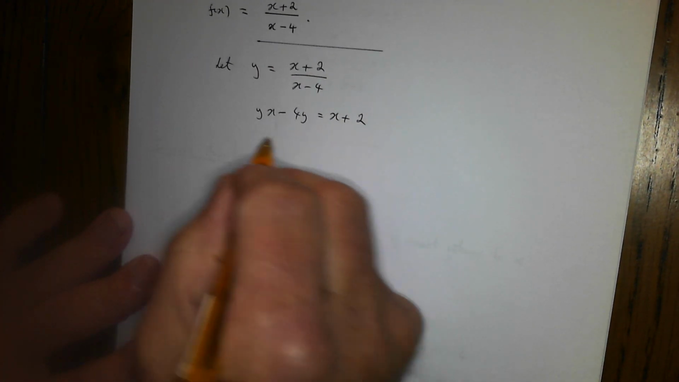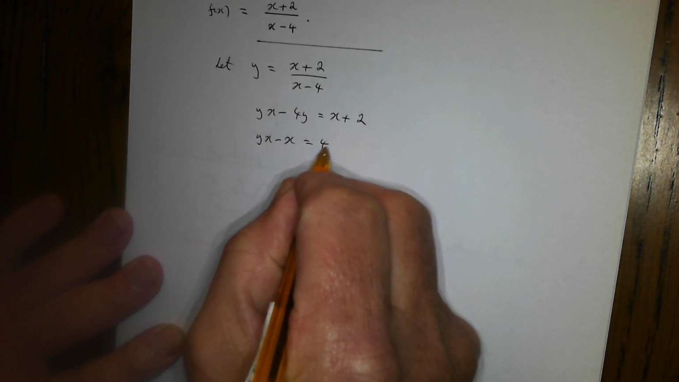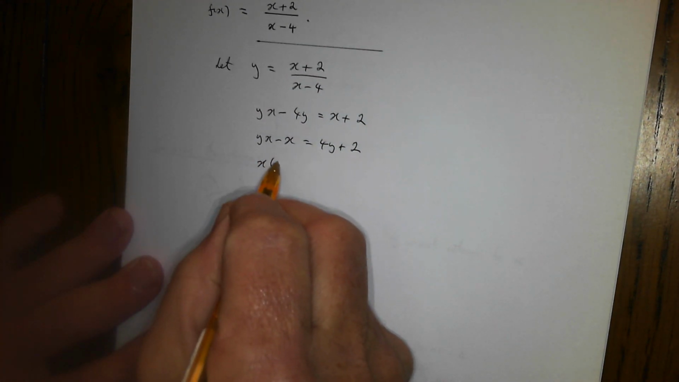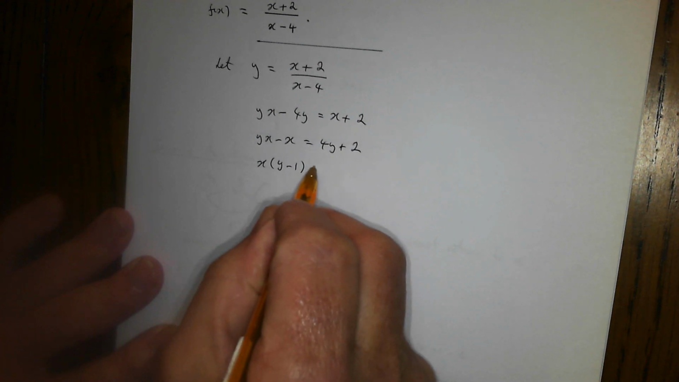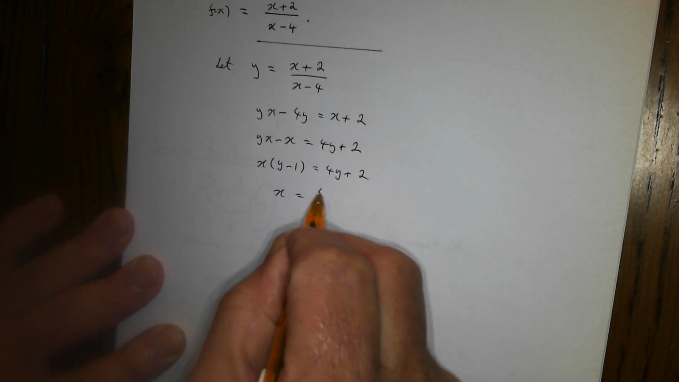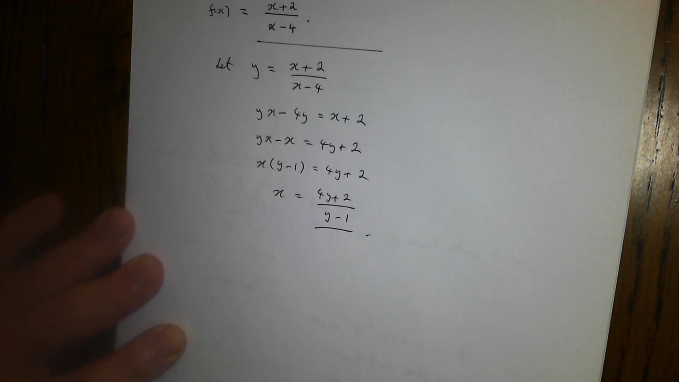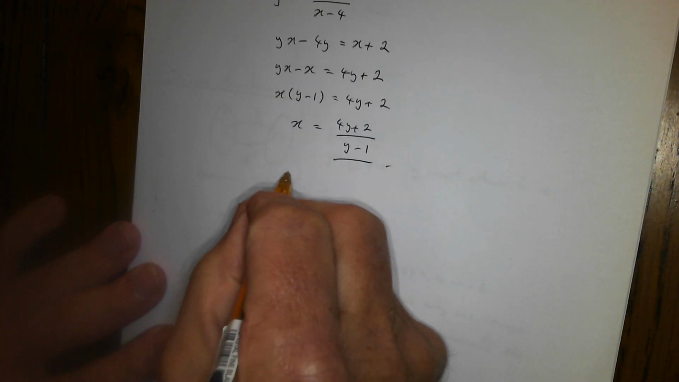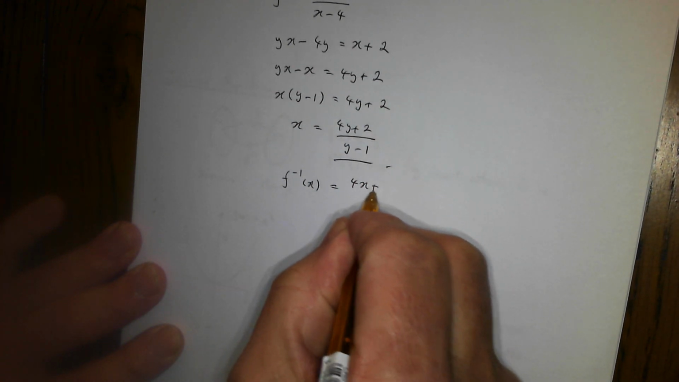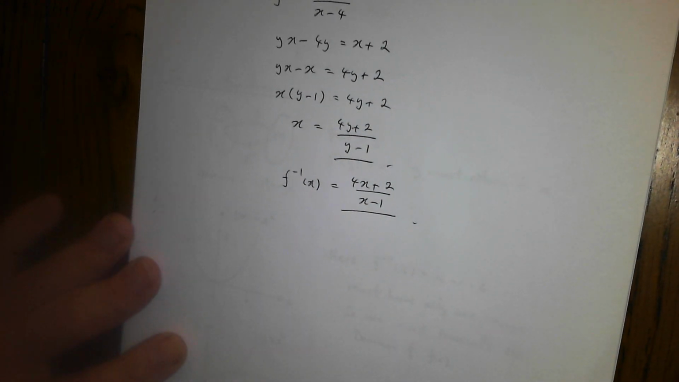Get all the x's on the same side. You can take the y over, take out a common factor of x. And finally, x would be 4y plus 2 over y minus 1. Therefore, I can conclude my inverse function is that. And that will take you back.